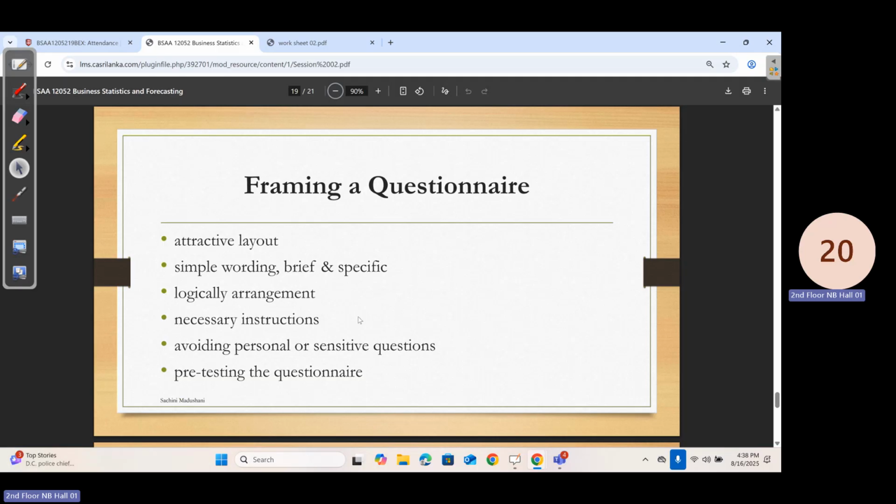Before distributing the questionnaire to the particular respondents, we need to pre-test. After that we can finalize and correct all the errors and mistakes. Then we can distribute our questionnaire to our final respondents. Is it clear? Okay, this is what we need to memorize before preparing the questionnaire.